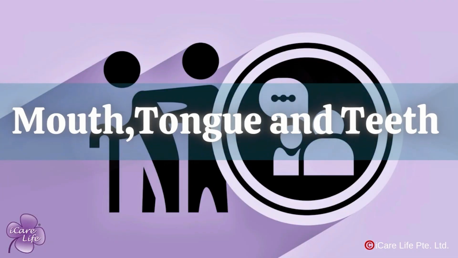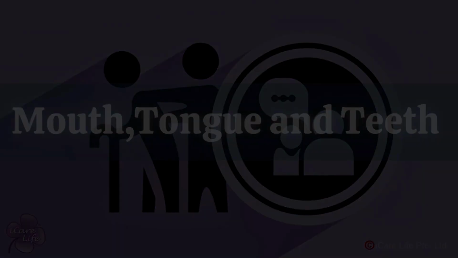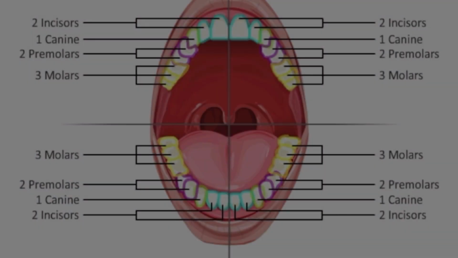Mouth, teeth, and tongue. In this module, you will learn about caring for the elder's mouth, tongue, and teeth, identifying and addressing common oral issues, techniques for cleaning and maintaining oral hygiene, and signs that indicate the need for professional dental care. Let us view the module.